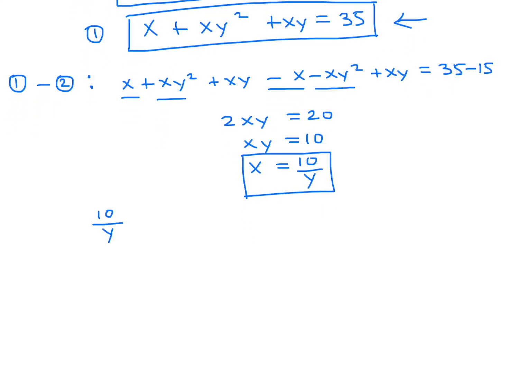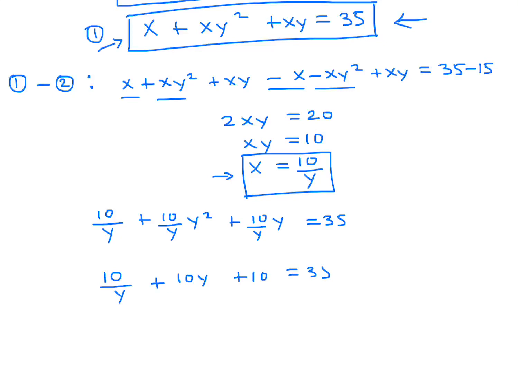So we got 10 over y, I'm substituting this into that, plus 10 over y times y squared, plus 10 over y times y is equal to 35. And let's see what this simplifies to. 10 over y plus 10y plus 10 is 35. Multiply through by y and you'll get 10 plus 10y squared plus 10y is equal to 35y, like that.